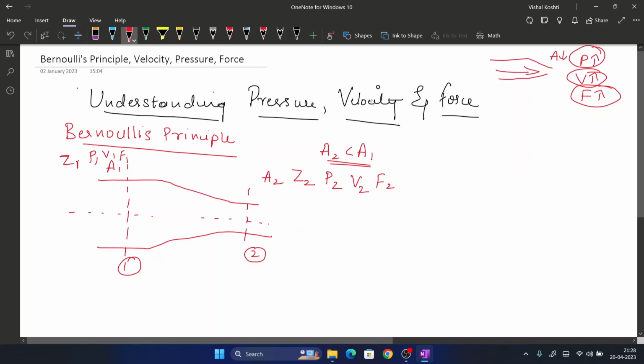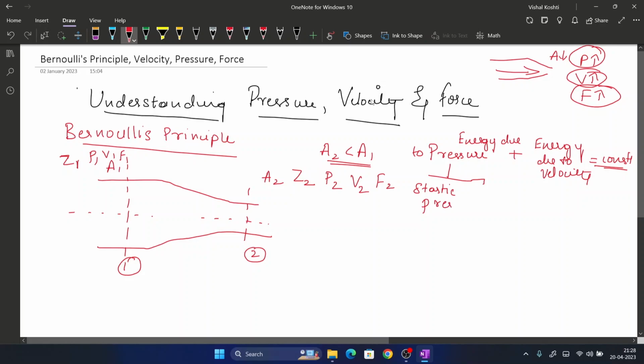Now when we apply Bernoulli's principle, that is, the total energy of a working fluid is constant, it means that the energy due to pressure plus the energy due to velocity is constant. And the energy due to pressure includes the sum of static pressure and dynamic pressure.